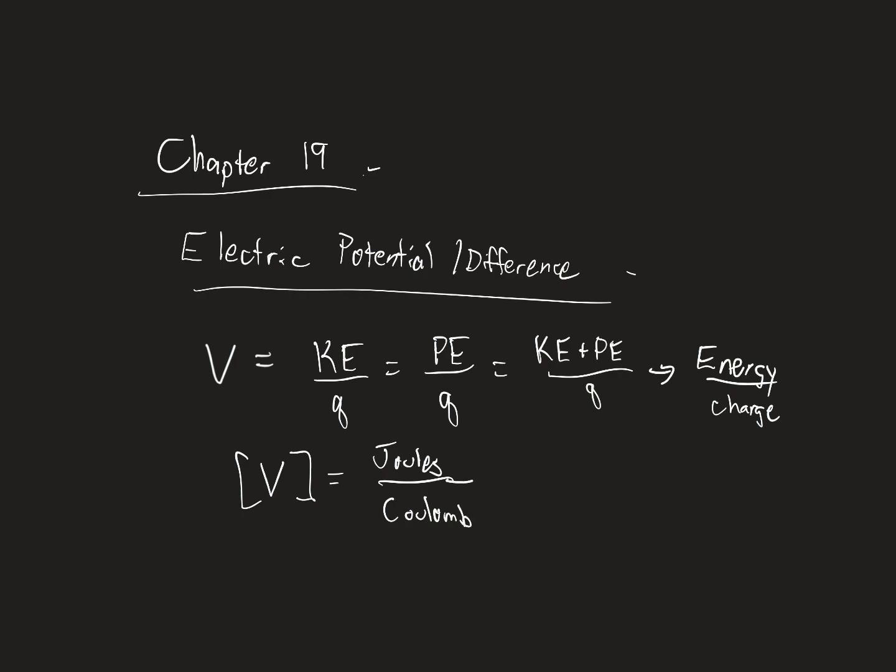It also has another name. What's the other name for the units of electric potential? Joules per coulomb. What is that? What's written on a battery? Voltage, volts. So that number written on your battery, that 1.5 volts, is the number of joules per coulomb that battery puts out. So it's energy over charge.